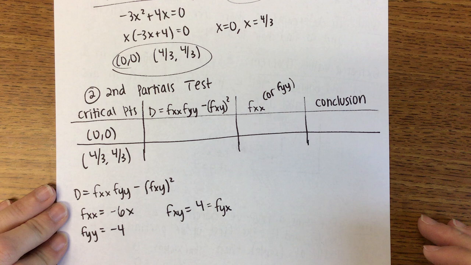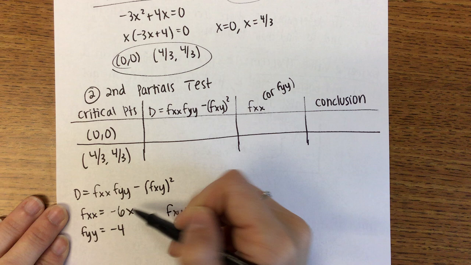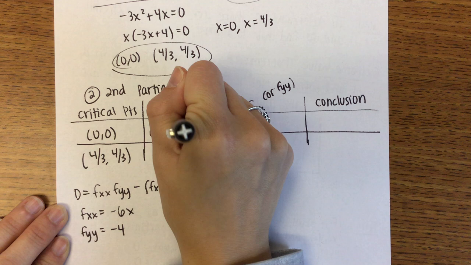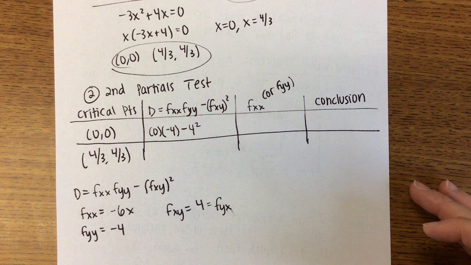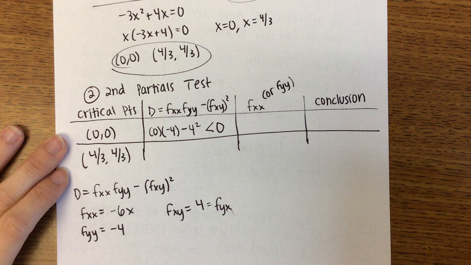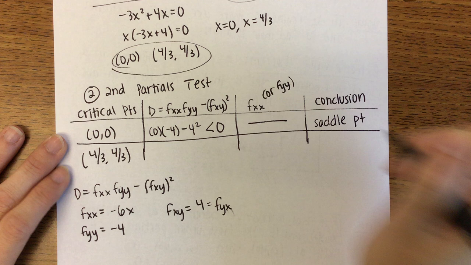So this D at our point, plugging in 0 for x, fxx is 0, fyy is negative 4, minus fxy squared. All I care about with D is if it's positive, negative, or 0, so you don't need to actually calculate this. All you need to know is that that's less than 0. Less than 0 automatically tells us that this is a saddle point. We don't even have to consider the second derivative with respect to x.